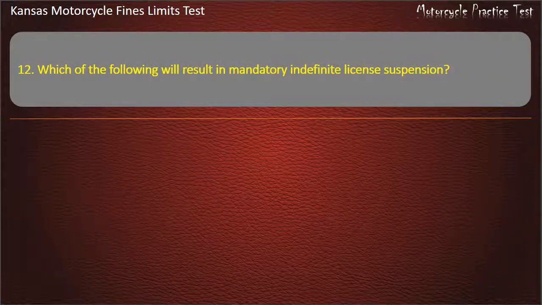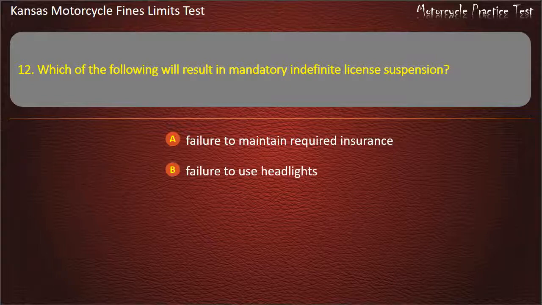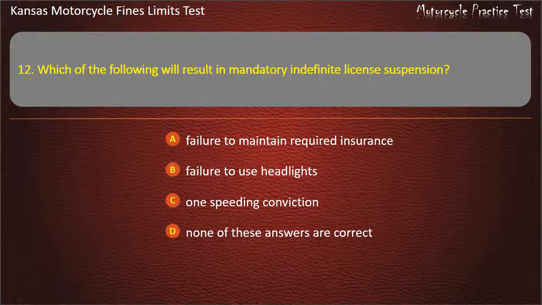Question 12. Which of the following will result in mandatory indefinite license suspension? Failure to maintain required insurance. Failure to use headlights. 1 speeding conviction. None of these answers are correct. Answer: Failure to maintain required insurance.